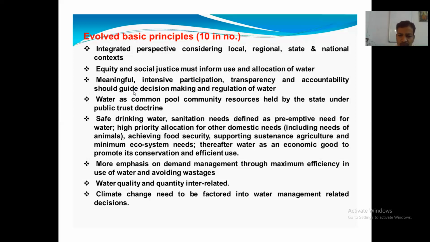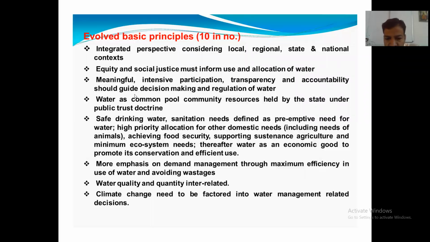Water as a common pool community resource held by state under public trust doctrine. So in this, these are the various principles for maintaining the water quality and quantity.